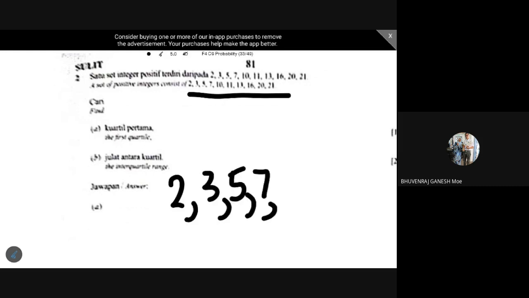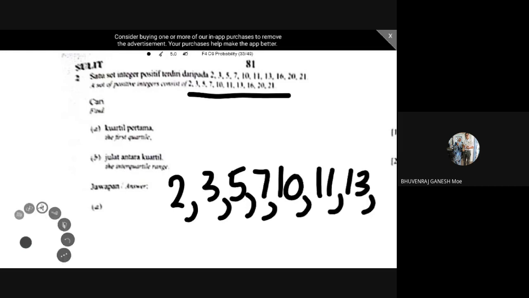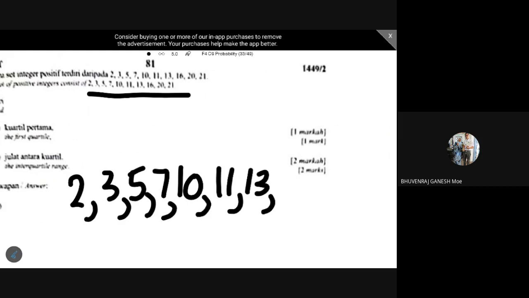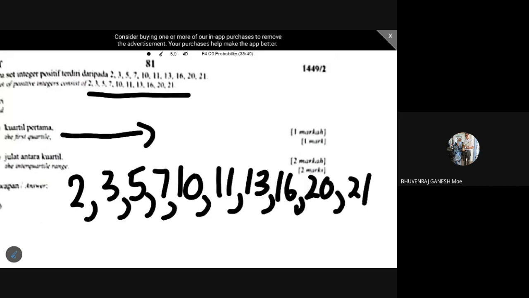Let me write it out bigger for you all so that you can see more easily. (13, 16, 20, 21). Okay guys, first quartile. What is the symbol we use to show the first quartile? Mathematical symbol. Yes, correct, Q1. So what is the value of Q1?